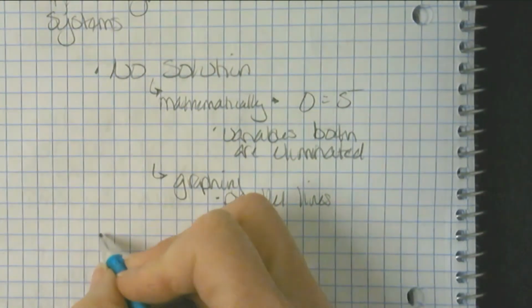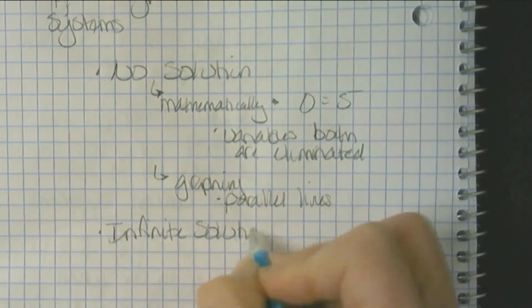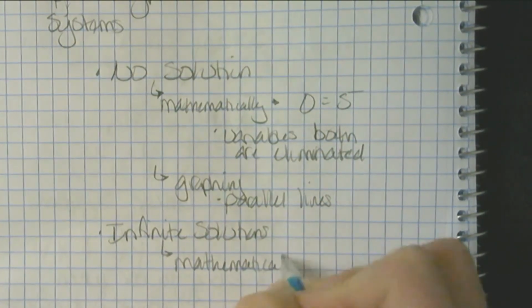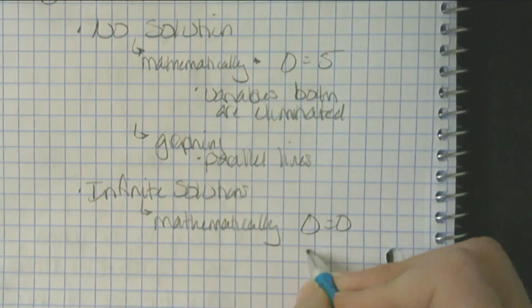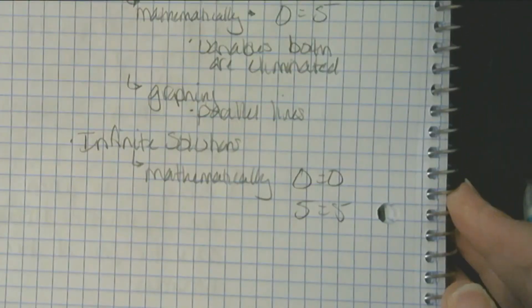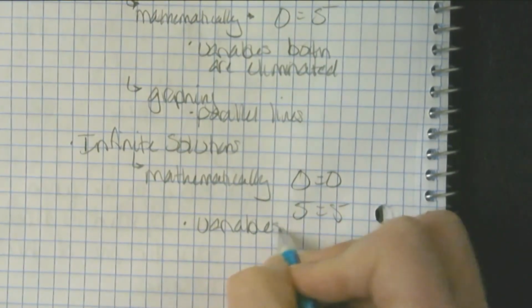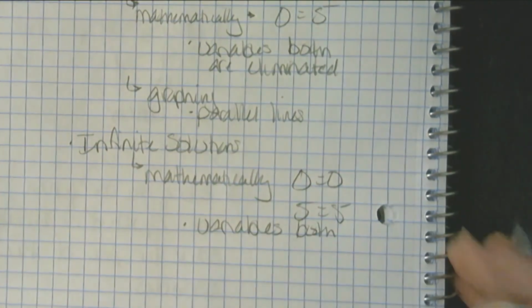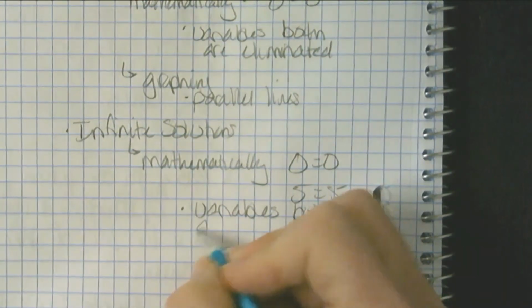All right, the other one is infinite solutions. So mathematically, what does that look like? Mathematically, what does that solution look like? Ashley? Yep, 0 equals 0, or 5 equals 5. All right, but again, on this one, the variables both are eliminated. So in no solution and infinite solutions, that is still the case. Both sets of variables, the variables go away.